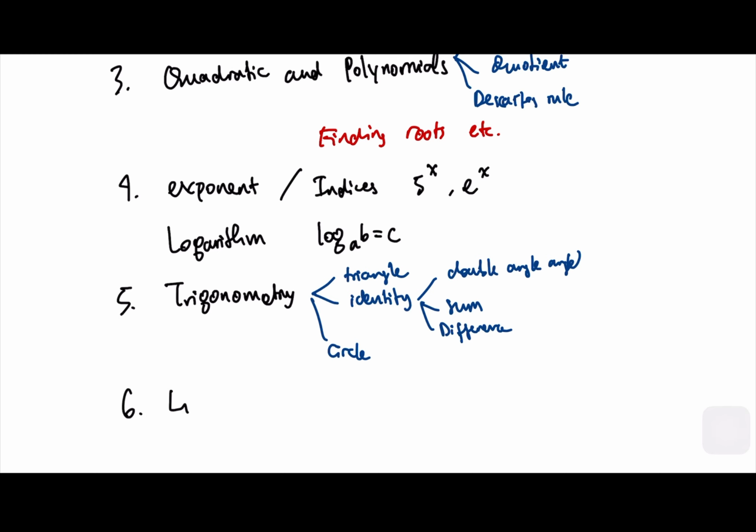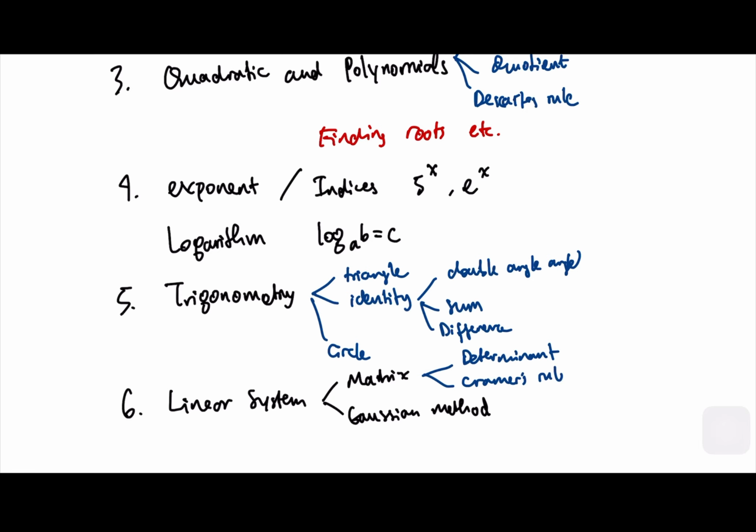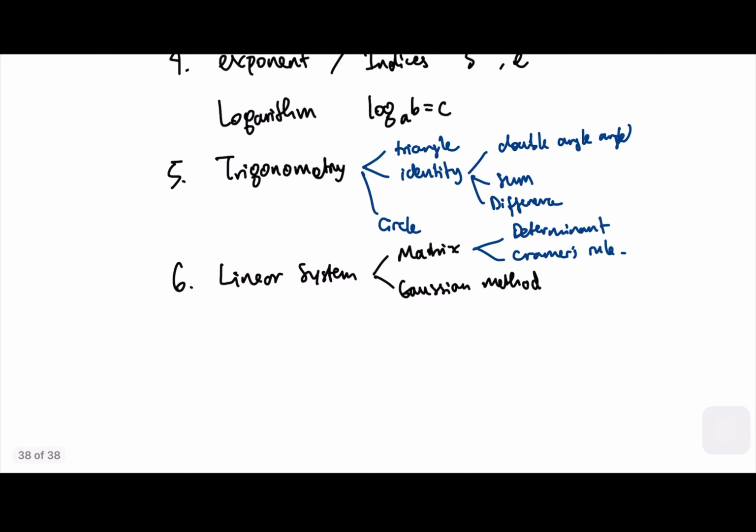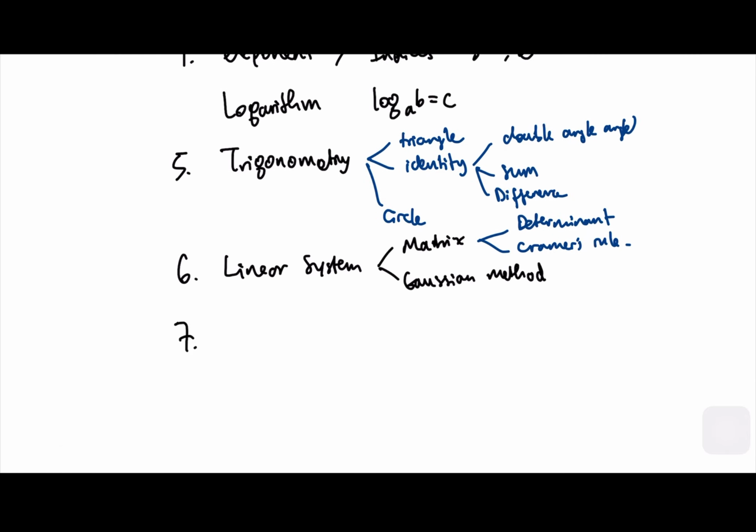Next, we learn about the linear system, right? Linear system, matrix, solving, Gaussian method and so on. From the matrix, you get how to find the determinant, Cramer's rule and so on and so forth. Okay, and then we move on to our PBL topics, which include the trigonometry identities. So I hope you can find or solve some questions regarding all these topics.